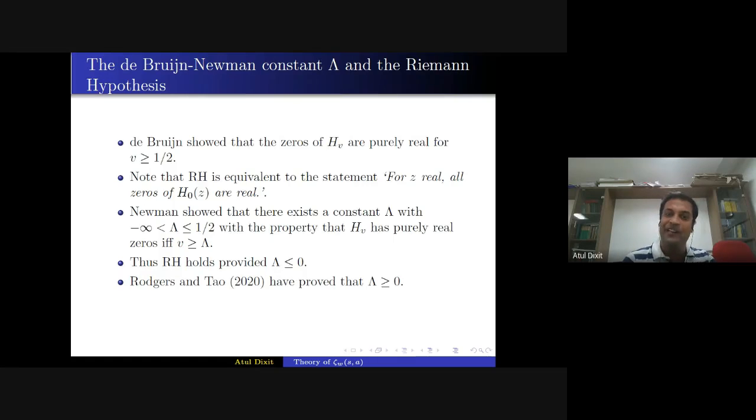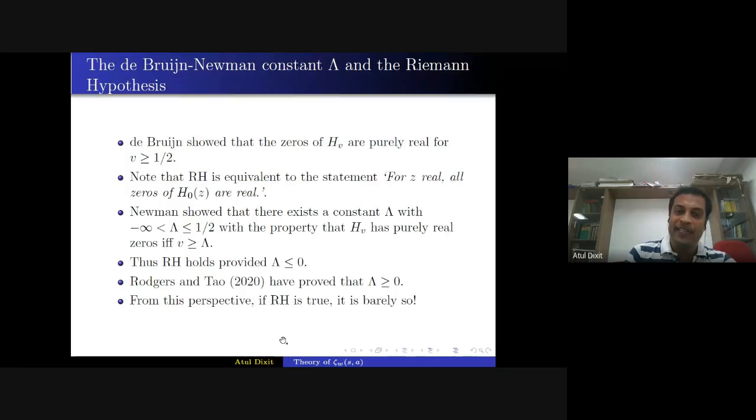But what Tao and Rogers have proved very recently is that lambda is greater than or equal to 0. So the Riemann hypothesis will be true now only if lambda is equal to 0. And so they say that if RH is true, it is only barely so, because one doesn't have much room for this lambda. It has to be equal to 0.